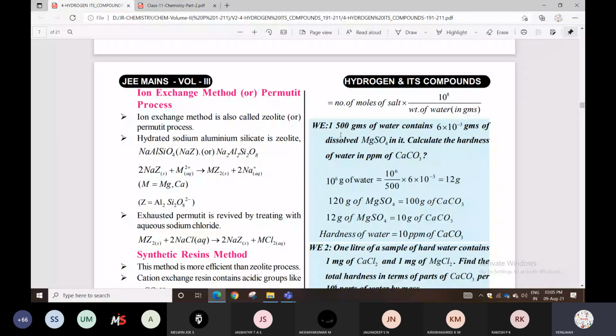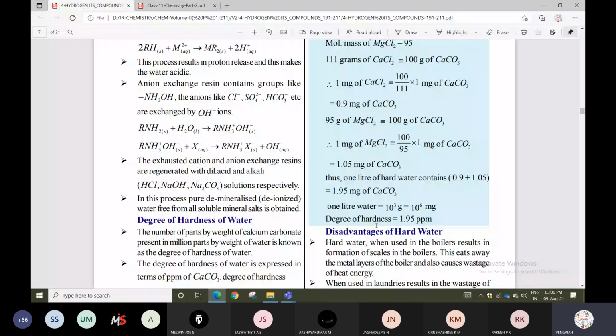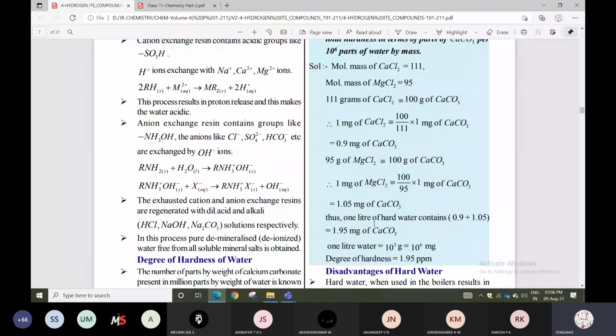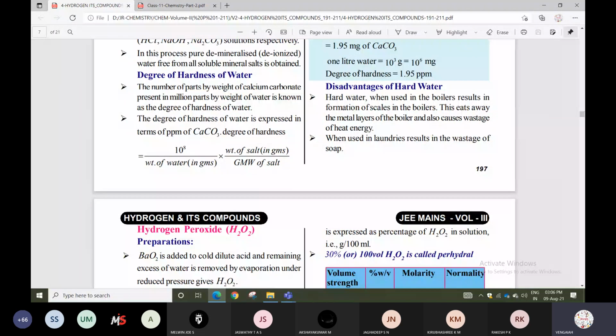Next one is the disadvantage of hard water. What is the disadvantage? When hard water is used in boilers, you can see at home we are using heaters or geysers, the boiling water, boilers. Scales form in the boiler. This eats away the metal layers of the boiler and also causes wastage of heat energy. So heat energy will be reduced and it will form layers, rust and salt layers.